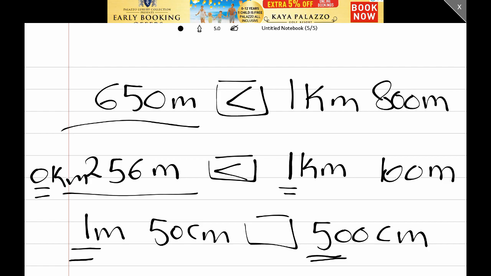Now we will use logic. I only have 1 meter here, but here I may have more than 1 meter, since each 100 is 1 meter. So this is obviously bigger, right?